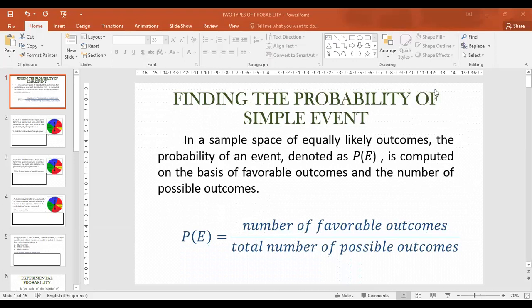Let's talk about finding the probability of a simple event. In a sample space of equally likely outcomes, the probability of an event, denoted as P(A), is computed on the basis of favorable outcomes and the number of possible outcomes. So here is the formula. The probability of an event is equal to the number of favorable outcomes divided by the total number of possible outcomes. Let's have an example.